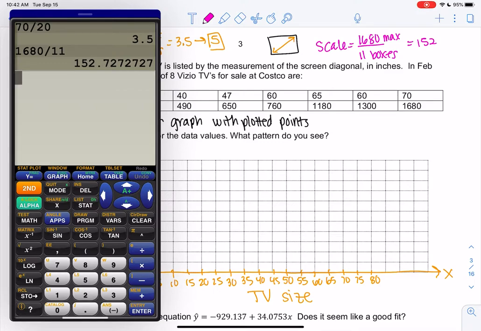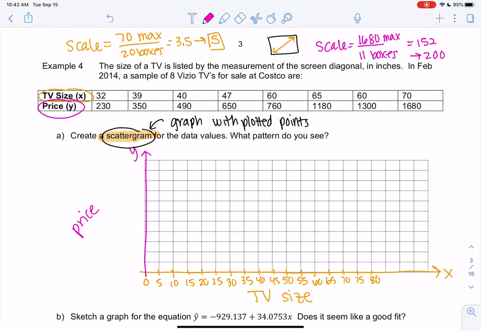You always round up. So I would probably just go all the way up to 200, because again, we want something that's nice to count by. So you could go to 160 or 170, but those are kind of weird to count by. So 200 is just a nicer number to count by. So we'll do 200 up and down. 400, 600. It's all about something that makes sense to count by. Counting by 152 doesn't make sense. Counting by 160 works, but again, it's a little confusing. 200s are just so much nicer. The whole point of making graphs is to make them easy to look at.